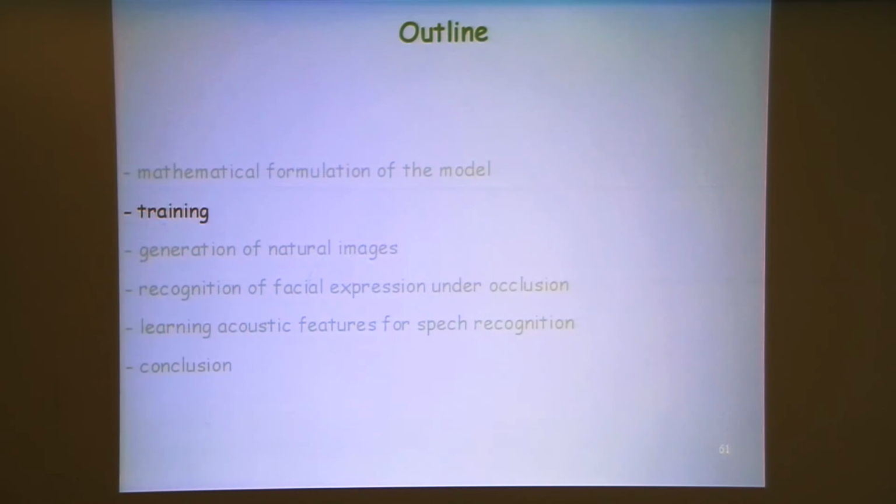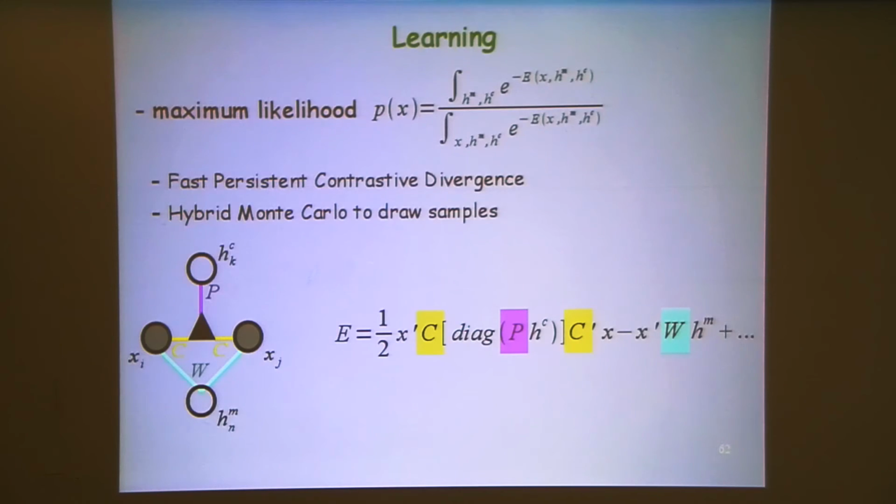So let me conclude with how we train this model. The parameters that we want to train are those highlighted here. We have the filter bank C that you use to project your input, then the matrix P that linearly combines latent variables, and then you have the matrix W that yields the reconstruction from the mean latent variables, and then you have also a set of biases.